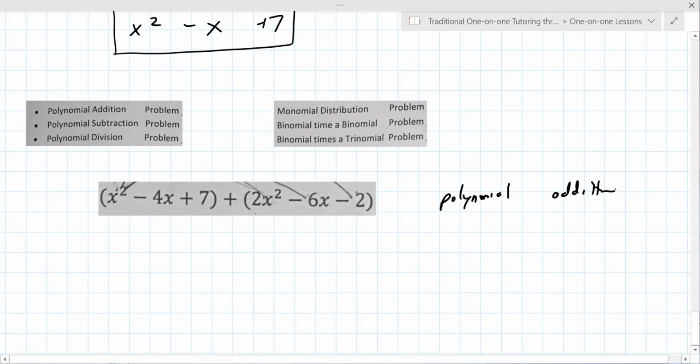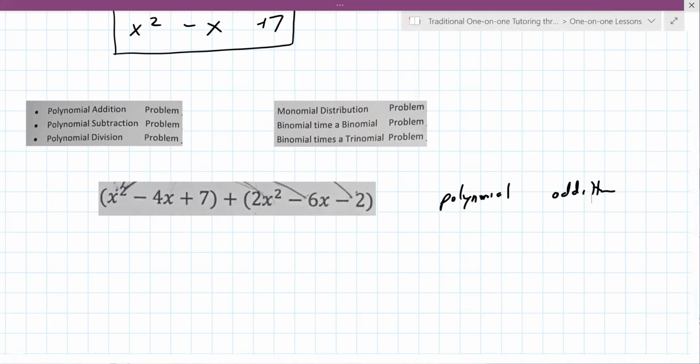Okay, so go ahead and give me the final answer whenever you're ready. All right, so it's addition, so you don't need to multiply it. It's the same thing with the addition, you don't have to change any of the signs. So it becomes 3x squared minus 10x plus 5. Very good.